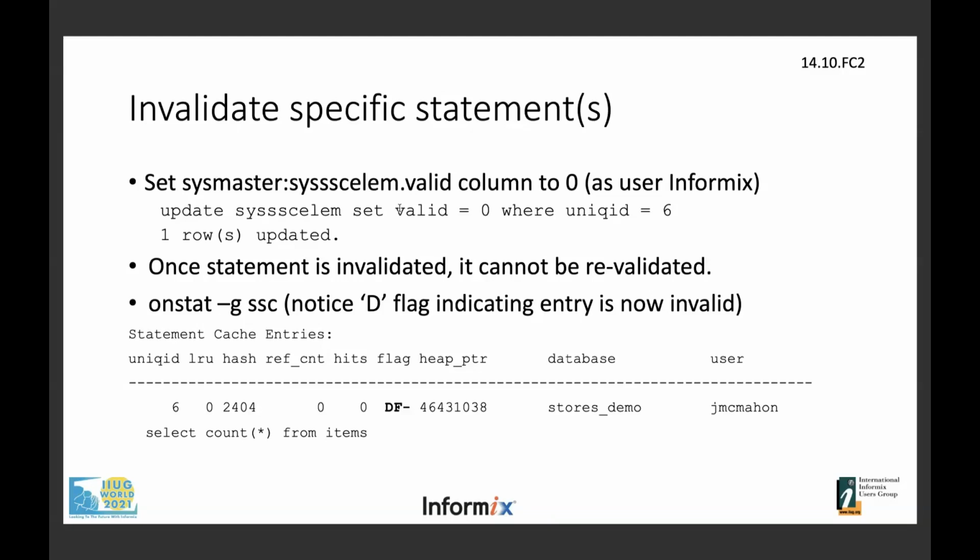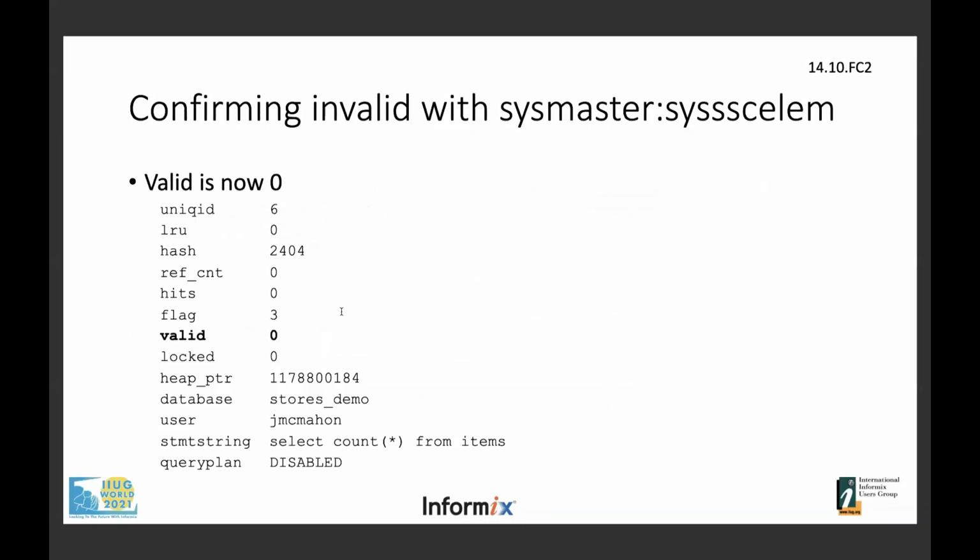So basically you have precision here to decide which ones you want to invalidate. When you run onstat -g ssc, there's a D flag. If you've used the statement cache in the past and looked at onstat -g ssc, you might find one that's been invalidated. You would see a D flag, which I think means marked for delete. If it hits some high water mark, it'll actually flush this one out of the cache. And if you prefer to use sysmaster, now we see that the valid flag is going to be 0.